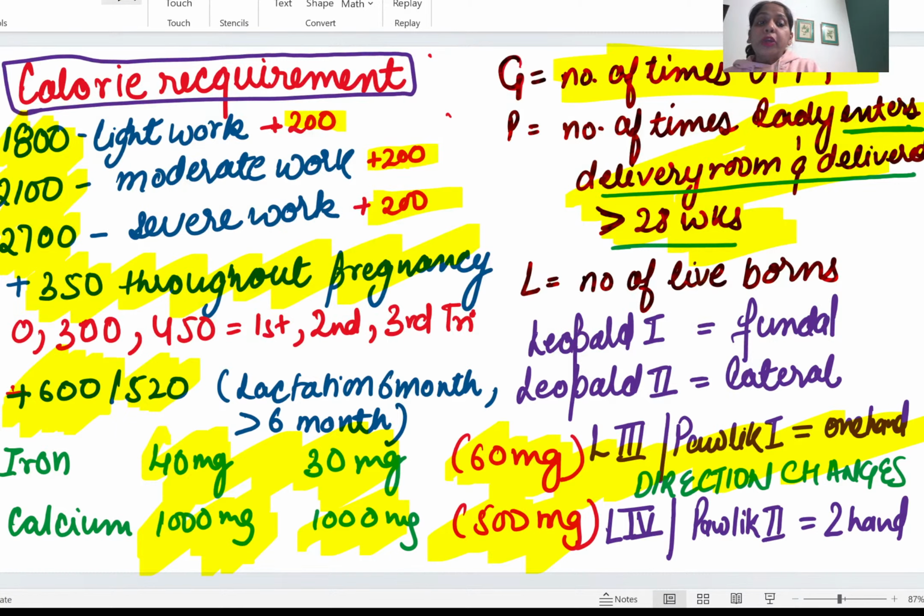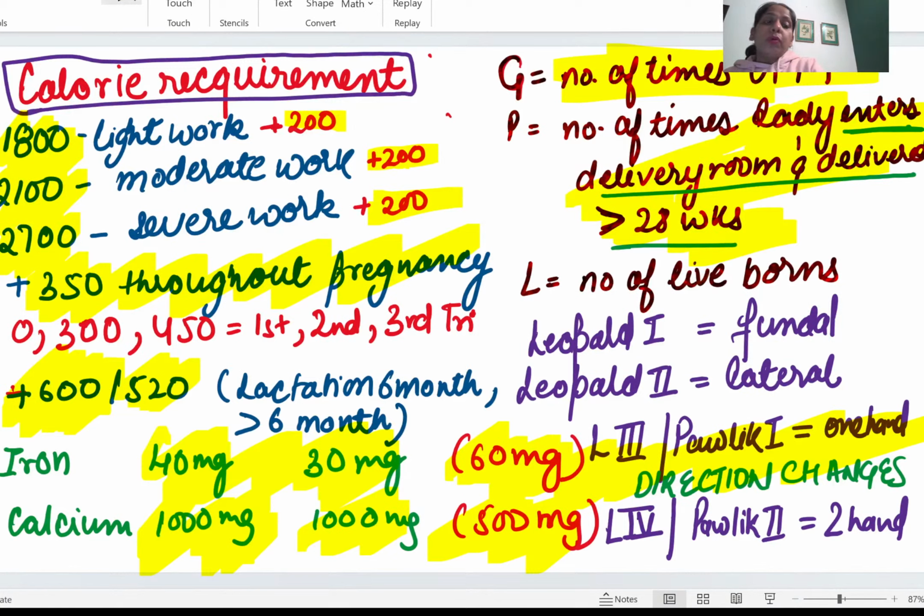Okay, now we are coming to the Leopold grips. Leopold has given us 4 abdominal grips. The first grip is the fundal grip. In the first 3 grips, Leopold first, second and third, we face toward the patient's face, whether the patient is sitting or lying down. So we are looking toward the patient's face.